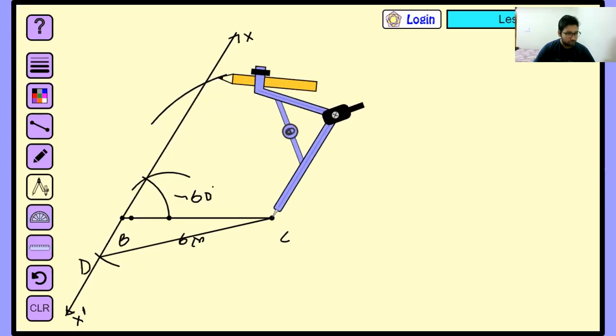Sir, the arc of BX dash is made from this point only, beta. This B only. From B only, I have made the arc BD equal to 2 centimeter downwards. Okay, that's it.